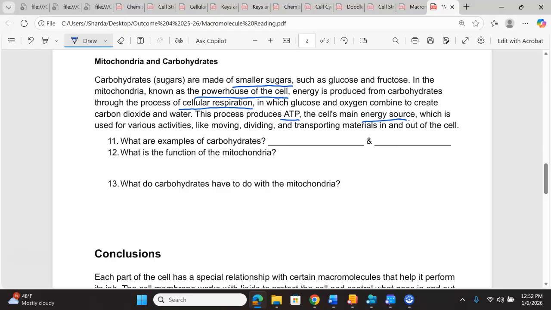Okay. Question number 11. What are some examples of carbohydrates? There are some listed in the paragraph above. See if you can identify those. Number 12, what is the function of the mitochondria? What kind of work does the mitochondria do? Number 13, what do carbohydrates have to do with the mitochondria? Okay, some super important questions here. These definitely need to be part of your understanding of this unit. So see if you can extract that information from the paragraph.